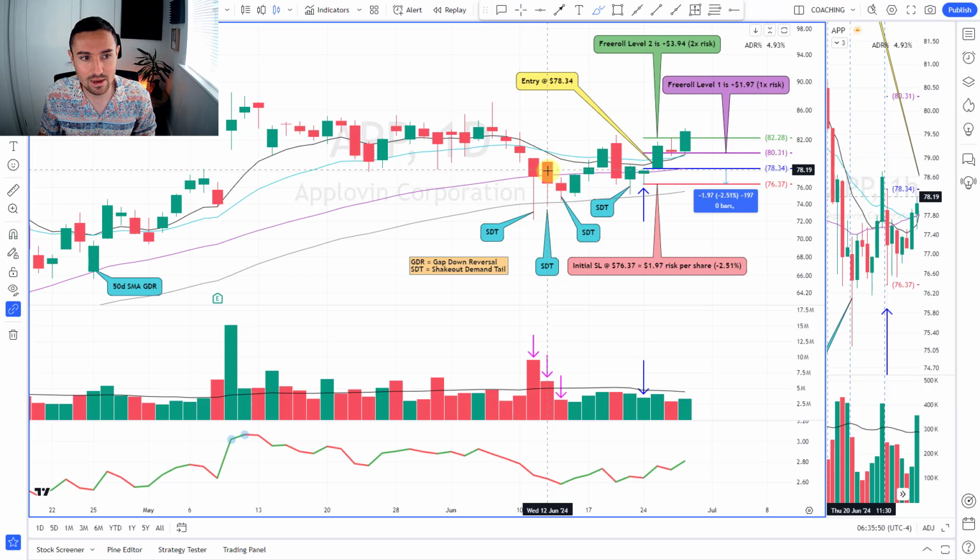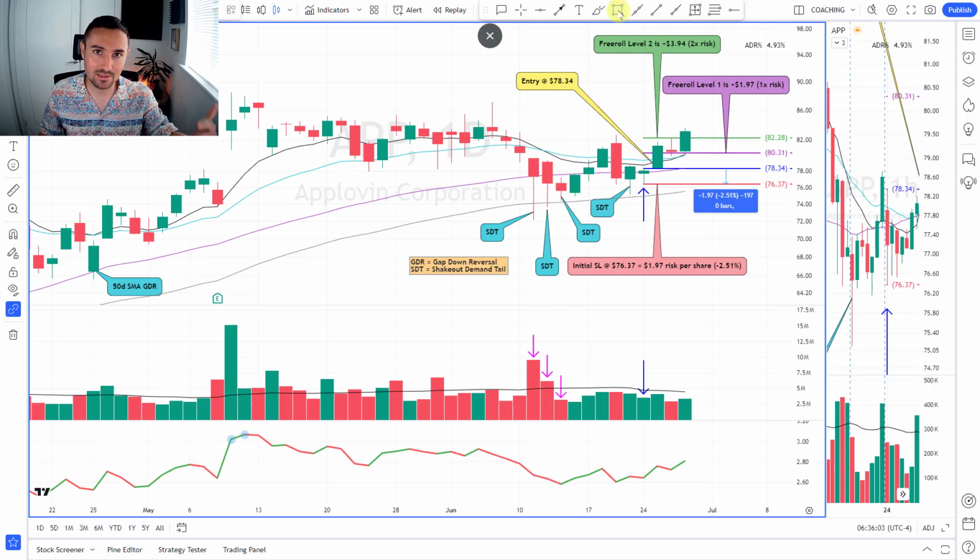So what I'm looking at here, wow, there is a very big shakeout demand tail on the 11th of June on very high volume. Now, it's not just that there's a big shakeout demand tail around the 50-day. What we've also got to think about is the context of that bar, and we want to understand the footprints of large operators. Imagine that you are a trader, okay?